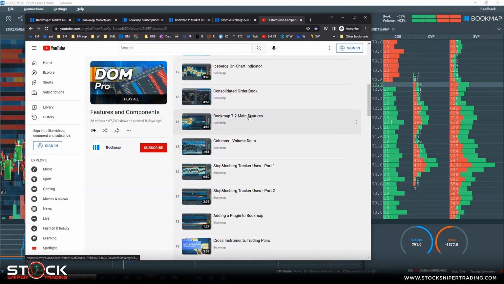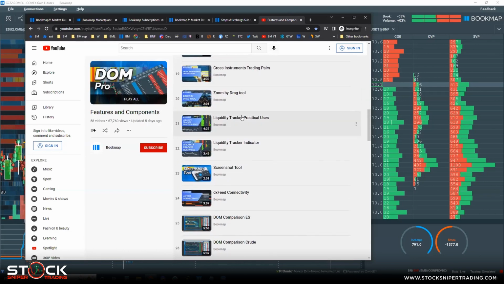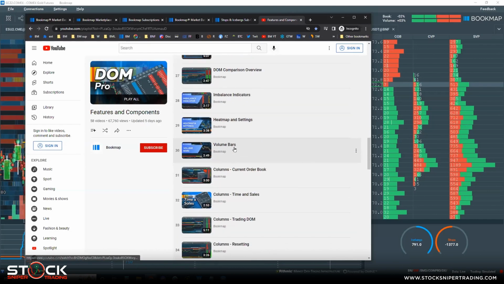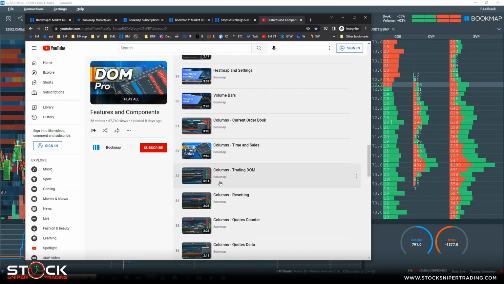So if you have questions about the columns, or liquidity, or like comparing to a dome, or volume bars, you know, all of this stuff. There's likely a video for it in here. There's 58 videos in here. Okay, so they're very short, as you guys can see, a couple minutes each.